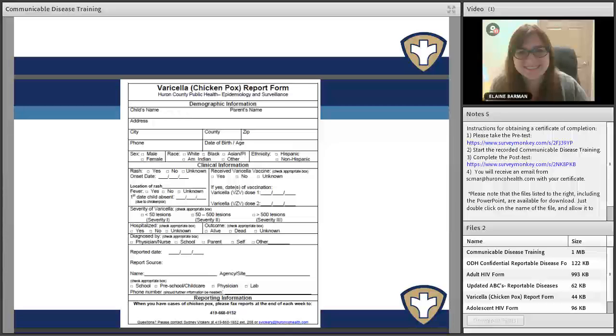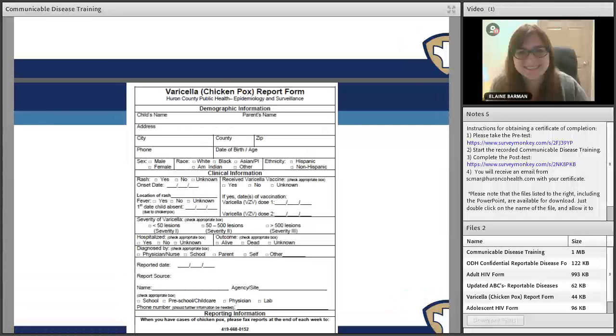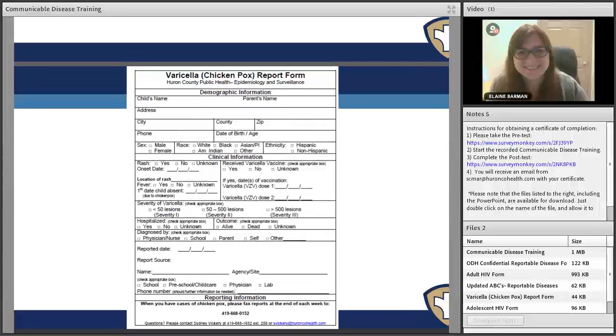So there are some other forms that can be used to report as well for specific illnesses. So here's the varicella form, and let me zoom in a little bit for you. This is the varicella form, and this is for varicella or chickenpox. Chickenpox is reportable, and this just asks more about the rash and when it was reported, who is diagnosing them, things like that. So chickenpox is a little bit different.